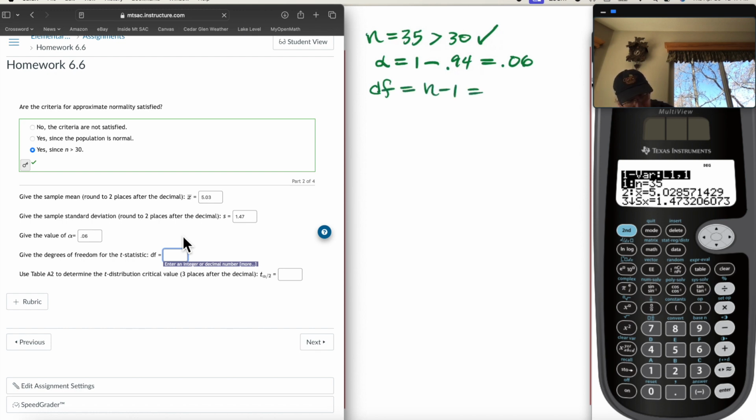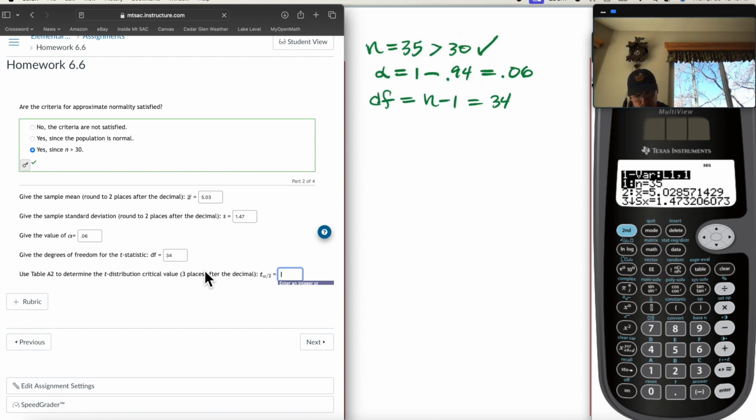So with 35 for the sample size, there will be 34 degrees of freedom. Okay, now we've got to get this t alpha over 2 value. That depends on alpha and the degrees of freedom, 34 degrees of freedom. So I'm going to pop up to table A2.